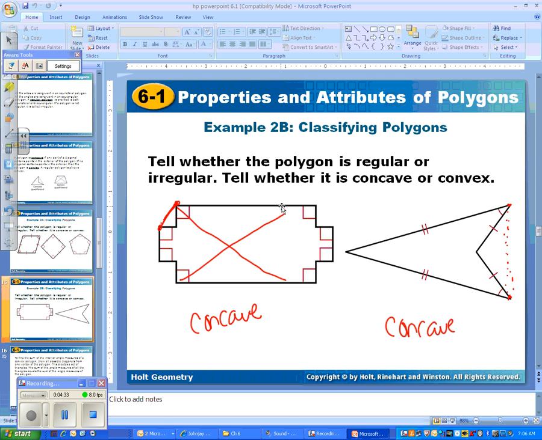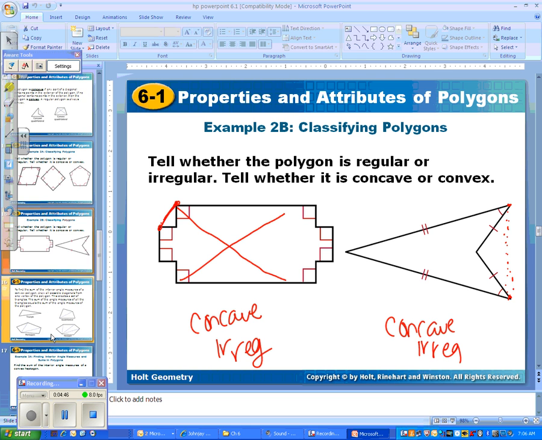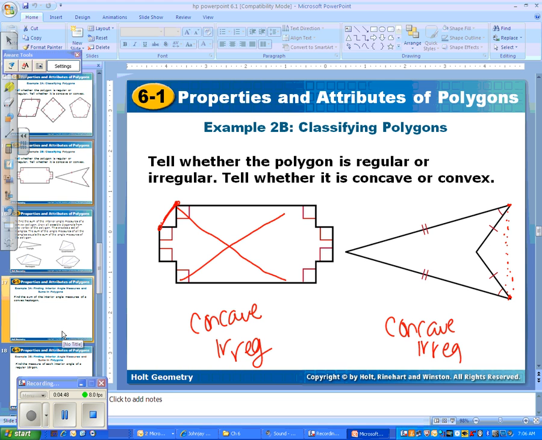In terms of regular or irregular, yeah, all the angles are the same, but are all the side lengths the same? Nope. So it's irregular. This one, the side lengths are different, and the angle measures are different, so it's also irregular. So those are how to classify polygons.